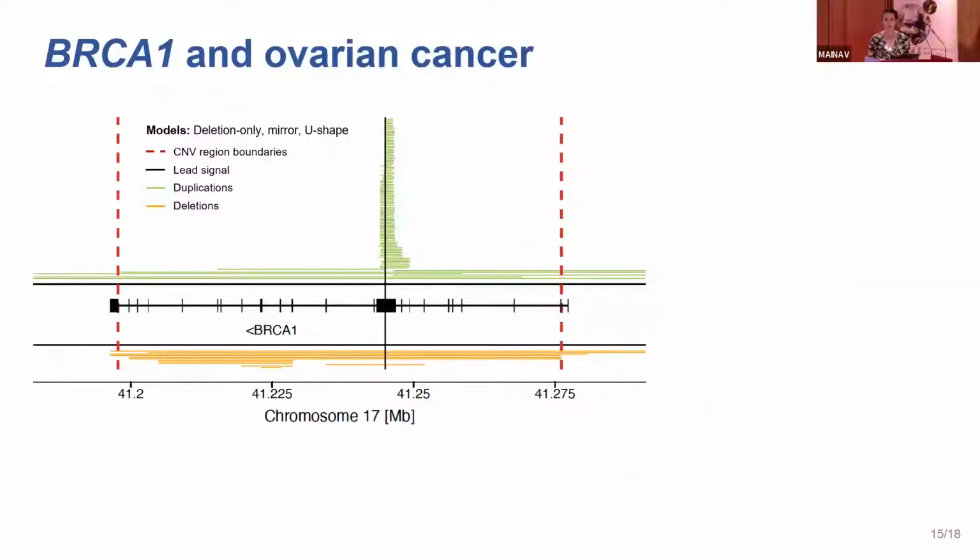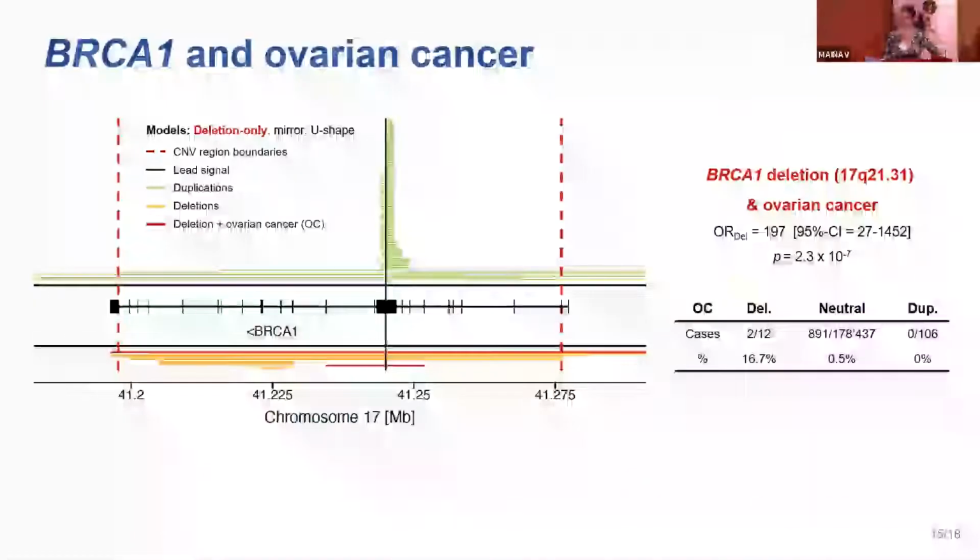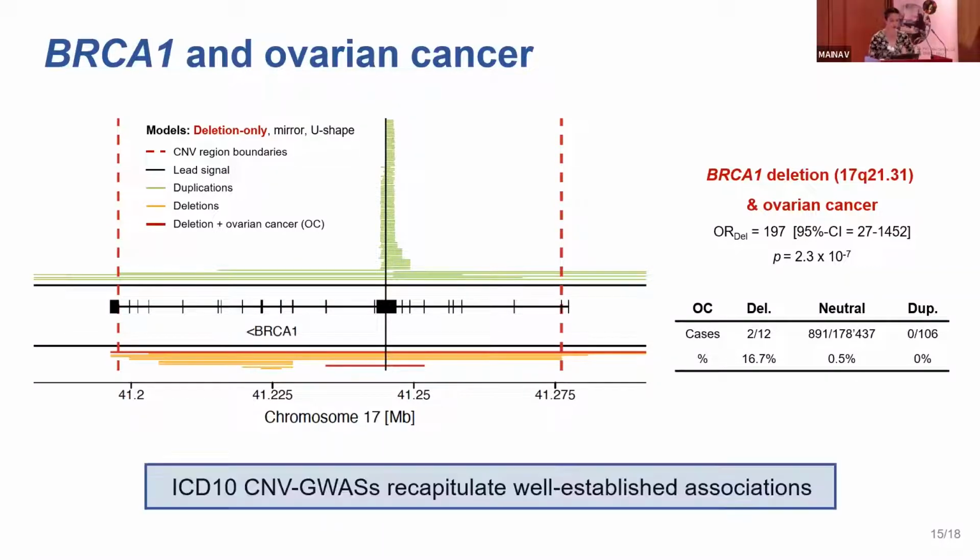And this association mapped to the BRCA1 gene, which is encoding for a tumor suppressor gene that is known to be one of the leading risk factors for developing ovarian cancer, but also breast cancer. And if we now highlight the individuals in red that have the diagnosis, we see that we have 2 out of 12 deletion carriers that do have a diagnosis of ovarian cancer, and this proportion is much higher than what we have for copy-neutral individuals. So this association is a bit to be expected because BRCA1 is a known risk factor, but it still shows that our method is able to detect biologically meaningful associations.